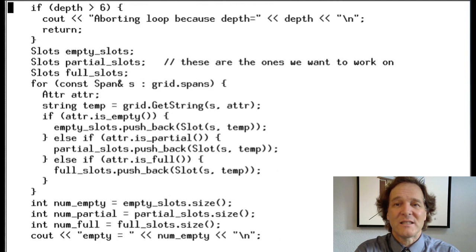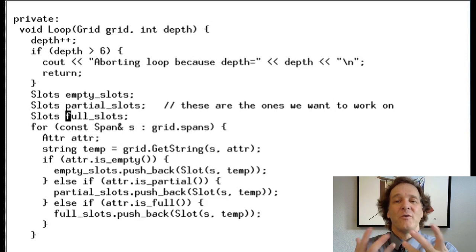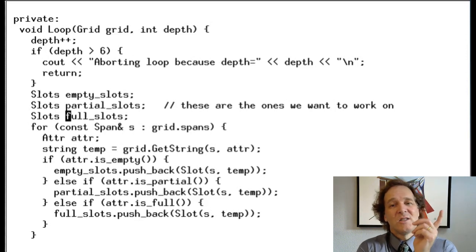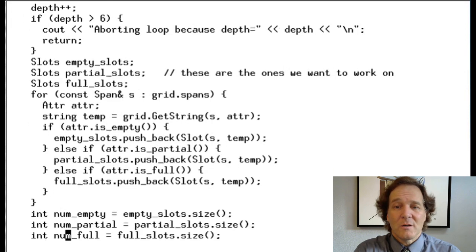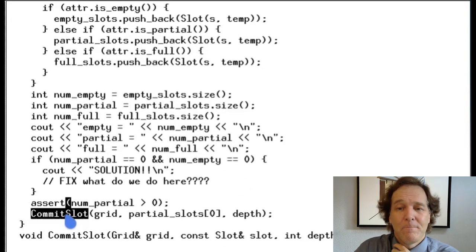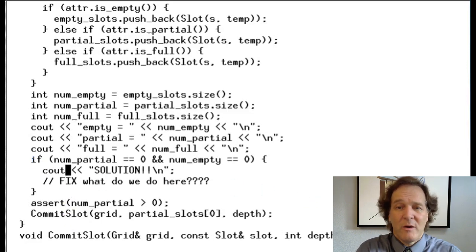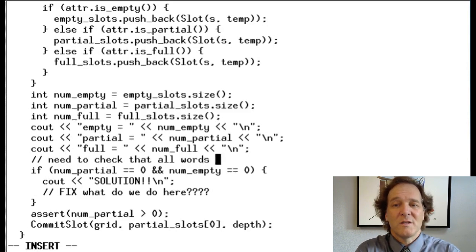We already kind of have this structure set up for this. We've already made a list of all the slots that are full slots. So what we can do is, before we even start to do the commit slot here, even before we check to see if we have a solution, because we don't want to give a solution if this fails, let's check that all words so far are valid.